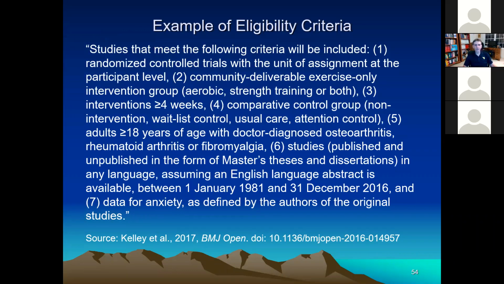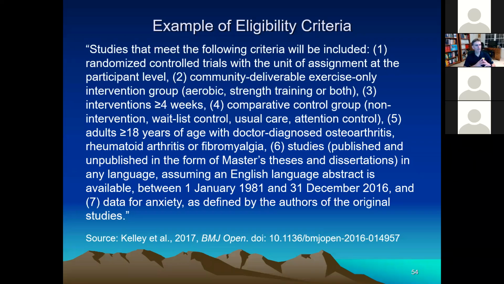And I'll just read this and then Jose, you could translate. So studies that meet the following criteria will be included. 1, randomized controlled trials with the unit of assignment at the participant level. 2, community deliverable exercise only intervention group, aerobic, strength training or both. 3, interventions greater than or equal to 4 weeks.